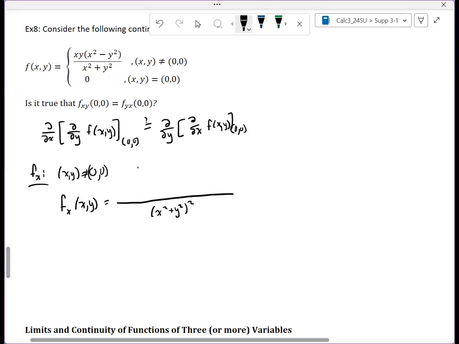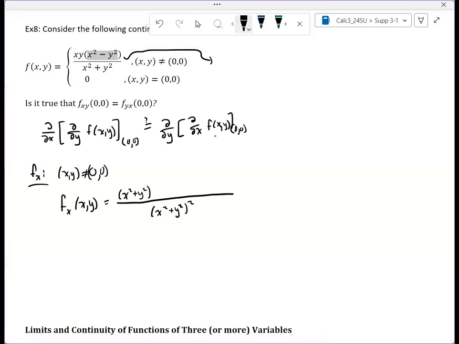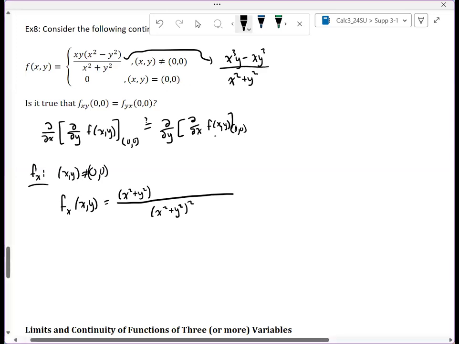And what is my quotient rule? It's bottom times the derivative of the top. And now when I say derivative of top, I mean derivative with respect to x. Let me make this top a little easier to differentiate. What I'll do is multiply my xy through these parentheses here. So I get x cubed y minus xy cubed over x squared plus y squared.